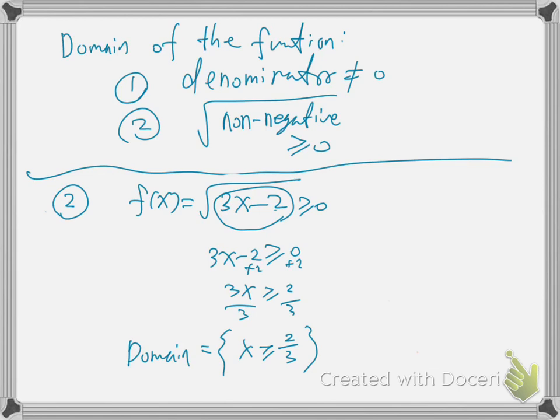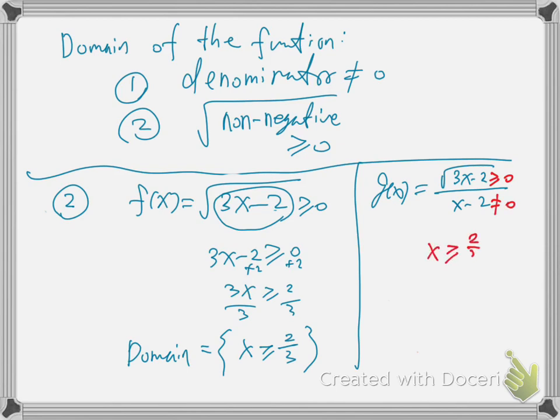And for some harder question, we need to check both conditions, right? So if they said, okay, g of x is radical 3x minus 2 over x minus 2, then you have to make sure: first, this one greater than or equal to 0, and then this is not 0, right? So we got x is greater than or equal to 2/3, and x cannot be 2. So this will be the domain.